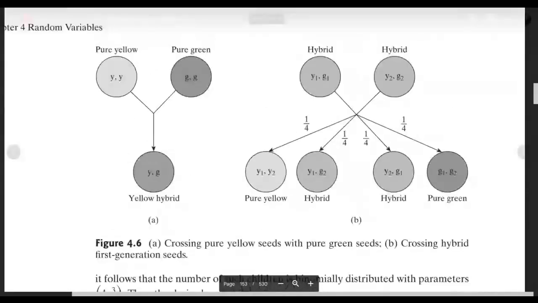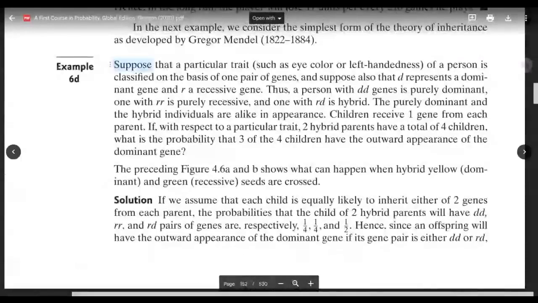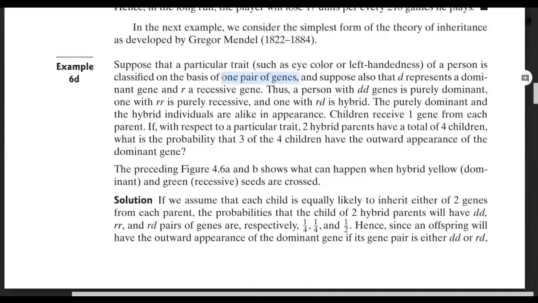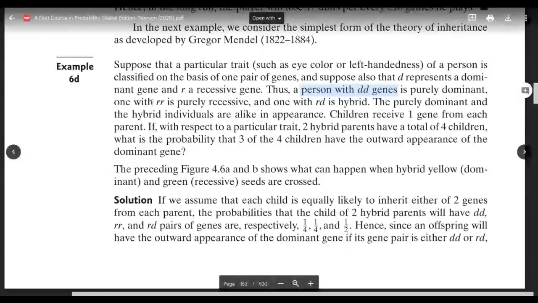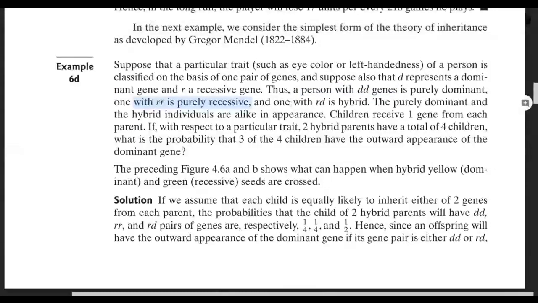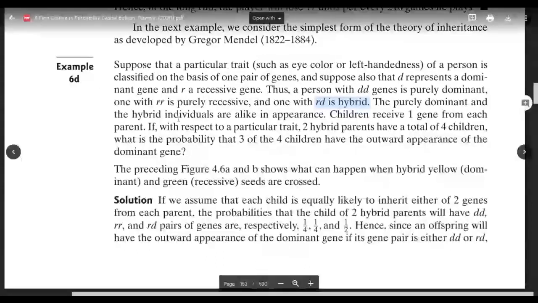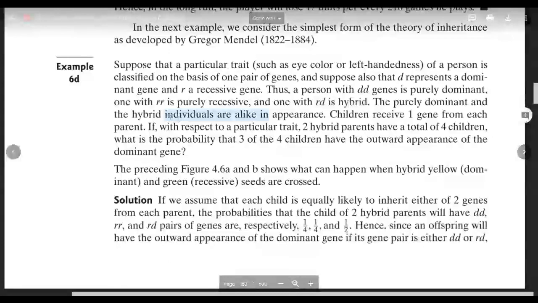Let's see this one. Suppose a particular trait, such as eye color or left-handedness, of a person is classified on the basis of one pair of genes. And suppose also D represents a dominant gene and R a recessive gene. Thus, a person with DD genes is purely dominant, with RR is purely recessive, with RD is a hybrid. The purely dominant and hybrid individuals are alike in appearance.